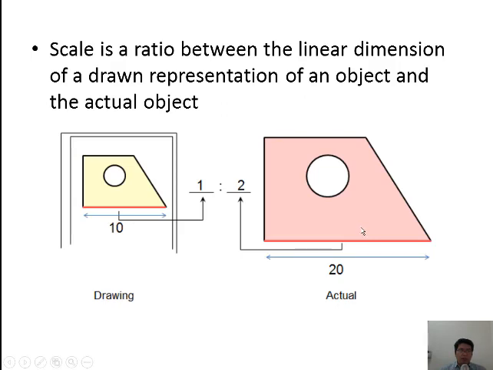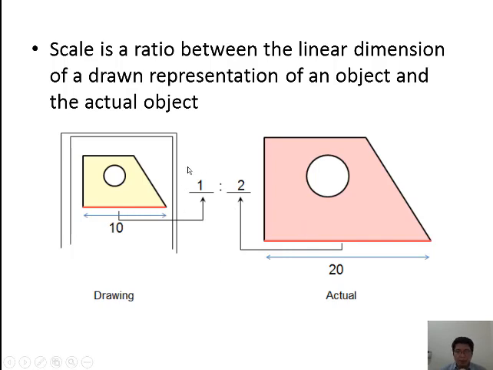Scale is the ratio between the drawing object and the real object. For example, in the following figure, the drawing object has a size of 10 units, but the real object has a size of 20. So the scale will be 1 to 2. This means the drawing object is 2 times smaller than the real object.